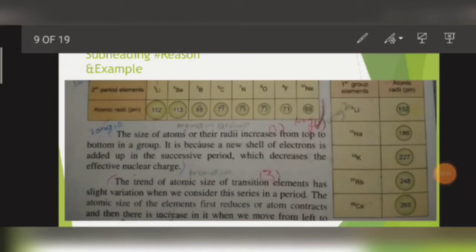Listen girls, next we will discuss the trend of atomic size in transition elements. As we know, the transition elements start from the fourth period. That's why when we move from left to right in the fourth period, first of all the atomic size decreases, then increases, and then at the end also decreases because of the involvement of d orbitals.